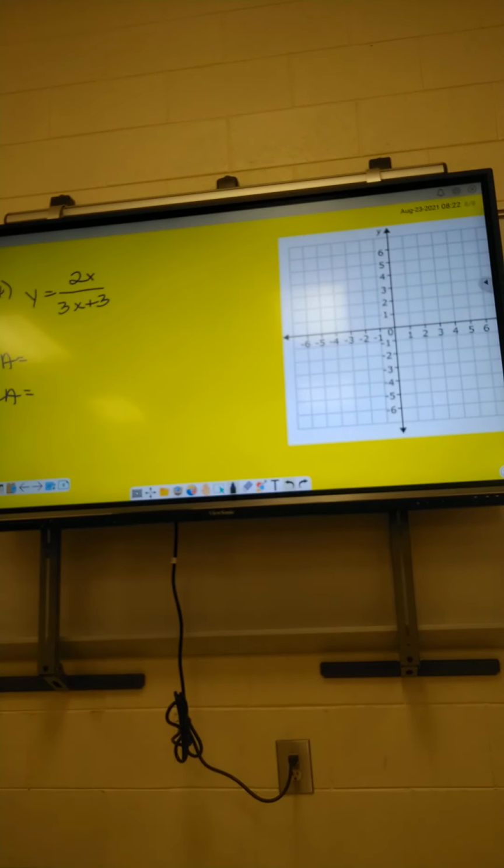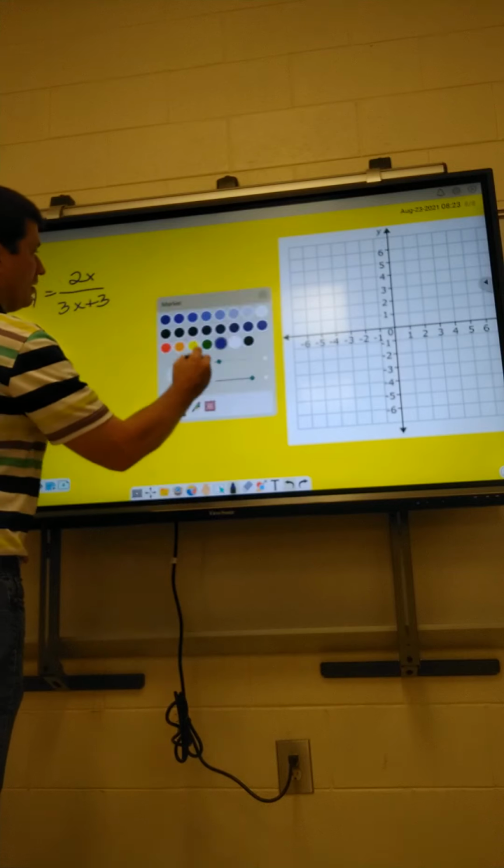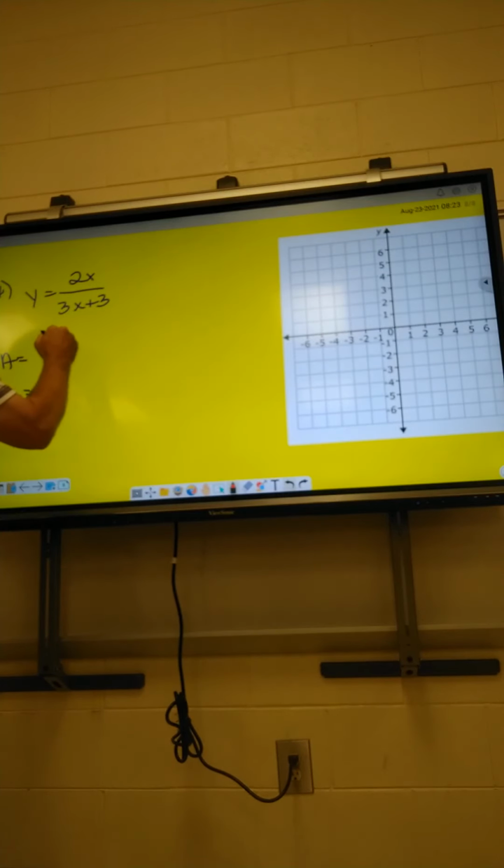All right, we've had a bunch of problems like 14. I can't factor anything on the top in this one. I don't have an x squared. So let's just find the VA and the HA. All right, find the VA. Do 3x plus 3 equals 0. Always set the bottom equal to 0.